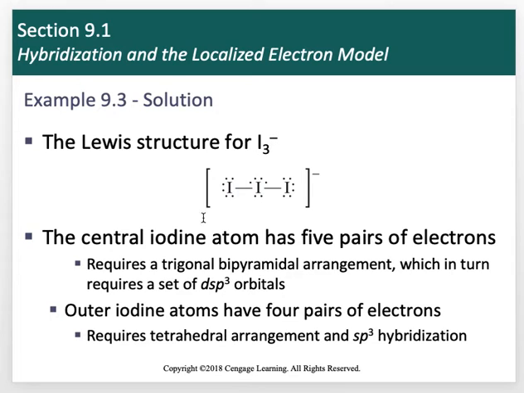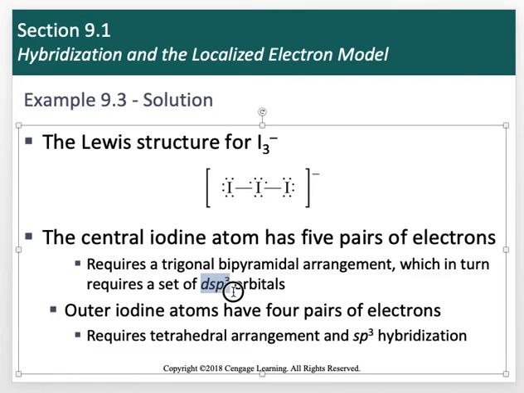So I3- should look something like this. We have our central iodine versus our terminal iodines. Our terminal iodines are identical to each other. Our central iodine has 1, 2, 3, 4, 5 electronic groups around it, so the central one will be dsp3. The terminal iodines have 1, 2, 3, 4 groups around them, so each of those would be sp3 hybridized.